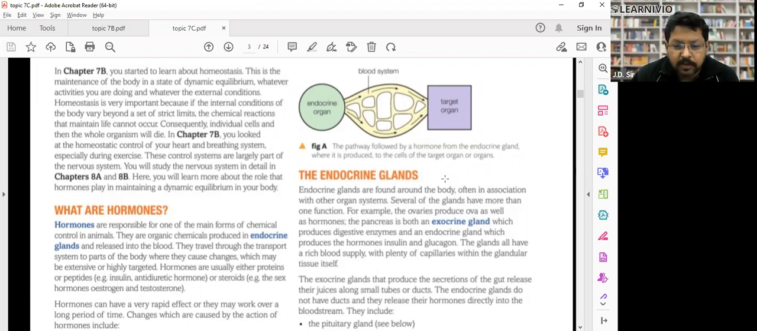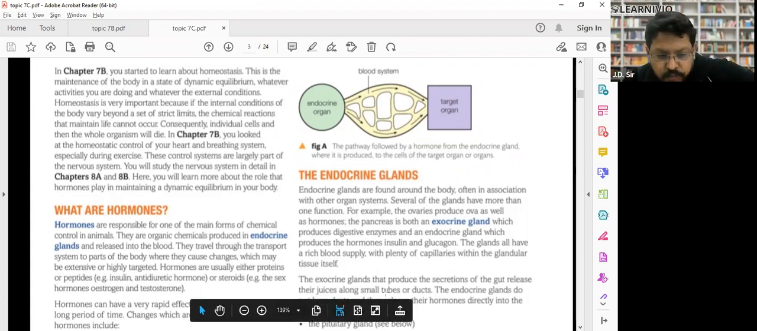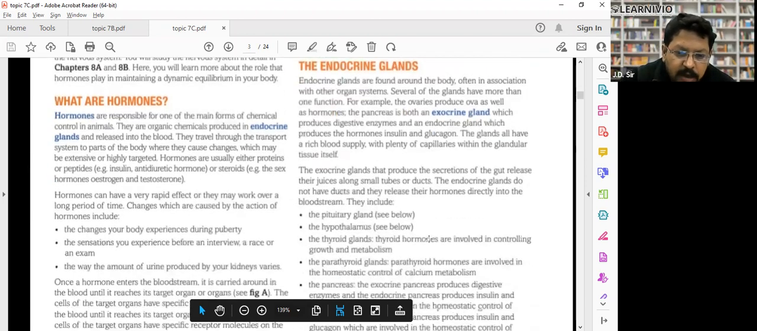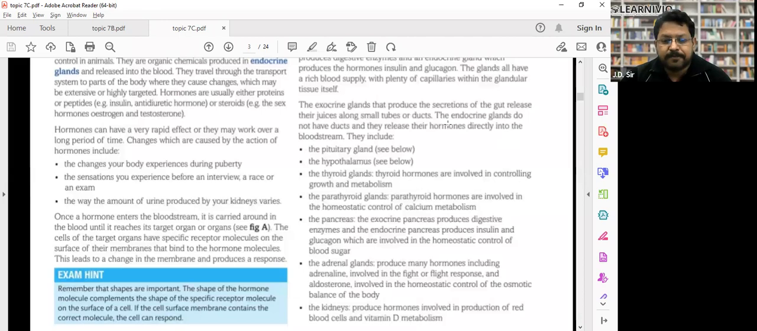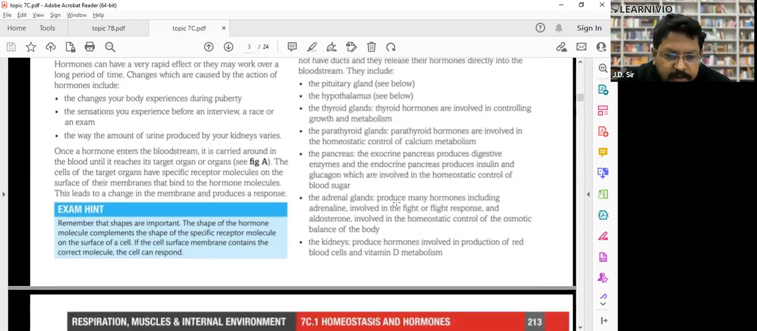The glands all have a rich blood supply, with plenty of capillaries within the glandular tissue itself. So that is a property of glands. Exocrine glands that produce secretions release their juices along a small tube or duct. The endocrine glands do not have ducts and release hormones as we discussed. They include the pituitary gland, hypothalamus, thyroid gland and all that kind of glands.